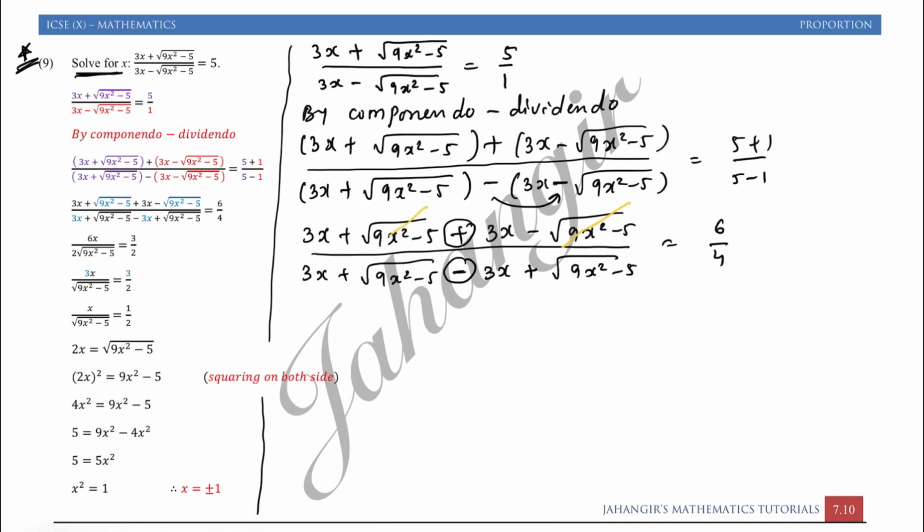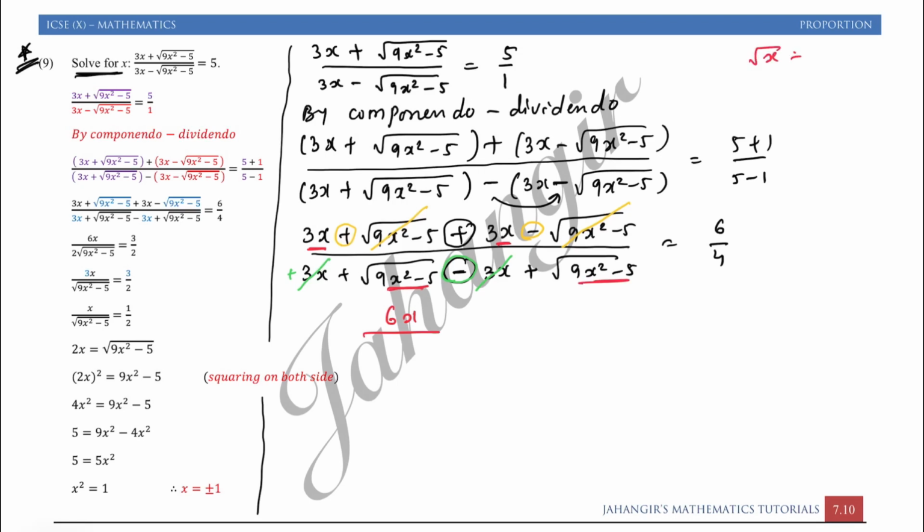This term and this term will get cancelled because it has plus minus sign over here. See, here we have plus and minus. So now this term will also get cancelled, minus and plus, because here we have minus and this is nothing, means plus. Now whatever is left, let's write it down. 3x plus 3x is 6x upon root of 9x square minus 5 into root of 9x square minus 5.